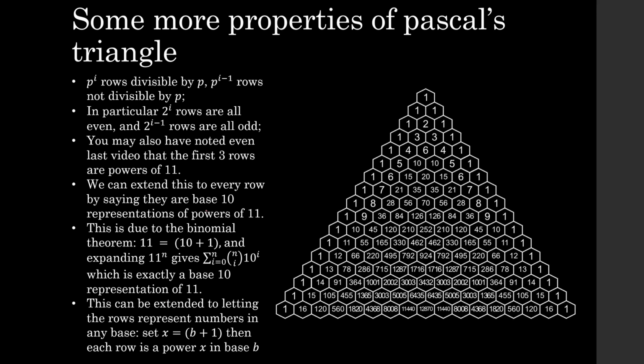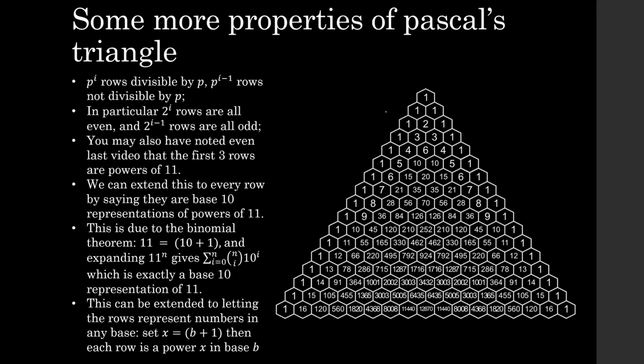And from this original observation that these guys are powers of 11, we actually get a much more powerful statement, which is that I can represent all these rows as a power of any number as long as I take the right base. If I set x equals b plus 1, just like I said 11 equals 10 plus 1, then each row is a power of x in base b.